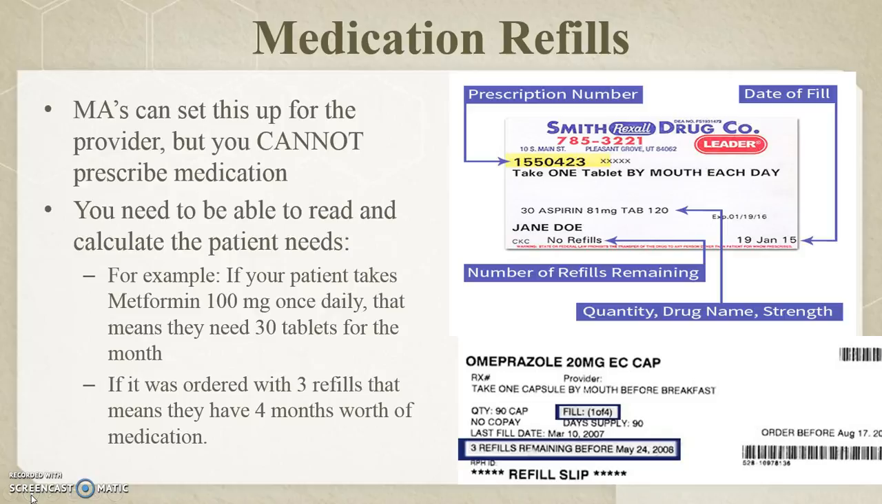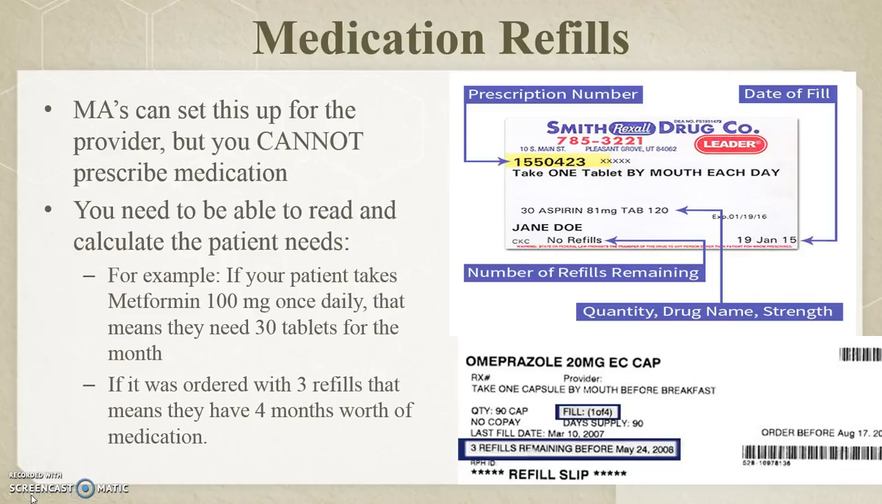Also, you need to make sure when you're setting up a refill request, you know how to read the amount given and how to calculate how much the patient has. So let's say, for example, that your patient has a medication, metformin. They take 1,000 milligrams and they take 1 tablet daily. At the last visit, the provider ordered 30 tablets with 3 refills. That currently means that the patient has a 1-month supply, so that 30 tablets is a 1-month supply, and they have 3 additional months worth of medication. In total, the patient has 4 months worth of a prescription that they will need. They should not need a refill for at least 4 months.